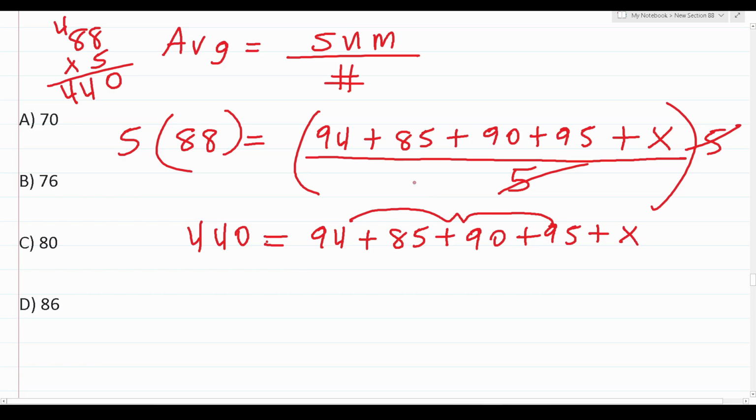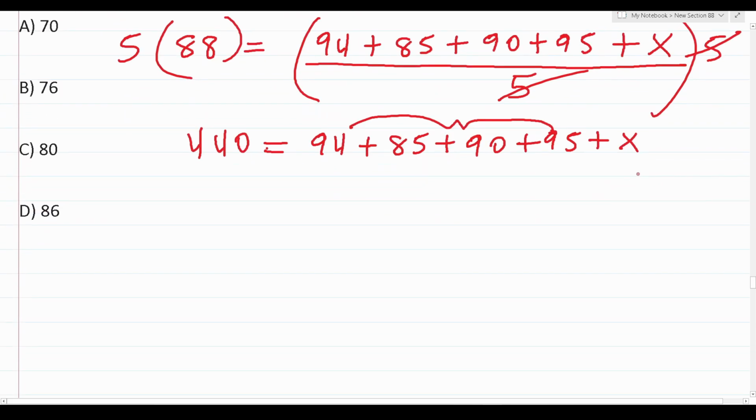And the best way to do that, in my opinion, is to add them vertically. So we have 95, 90, 85, and 94. This is where most people would make a mistake, so take your time as you do this. 5 plus 5 is 10. 10 plus 4 is 14. So drop down a 4 and carry a 1.